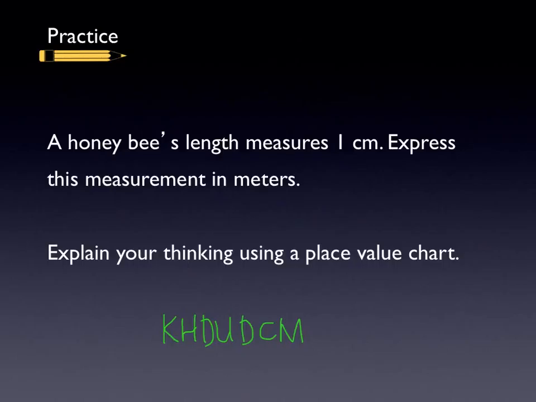A honeybee's length measures 1 centimeter. Express this measurement in meters. So we're going to move 2 places, which is going to be 10 times 10. So 1 centimeter is going to be divided by 100, or 10 to the second power. So 1 divided by 10 to the second power is going to equal 0.01, or 100th meters.